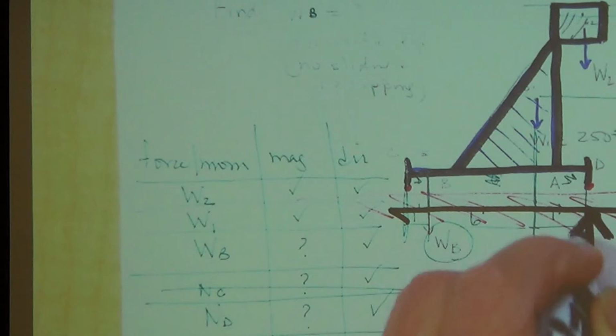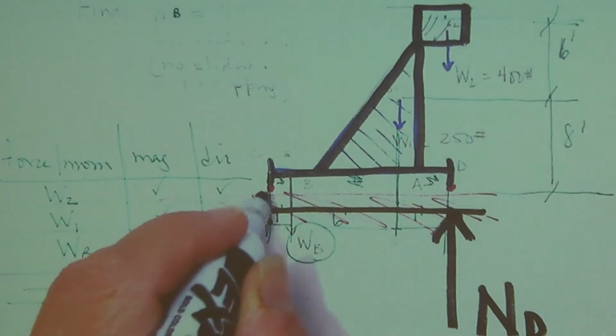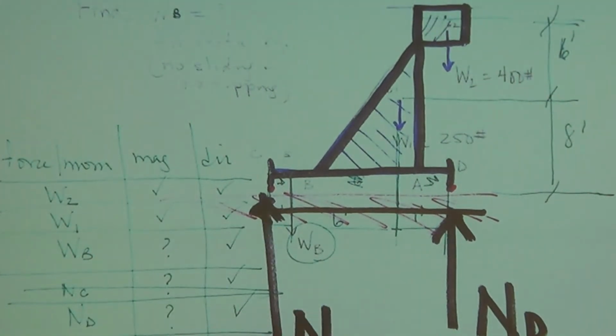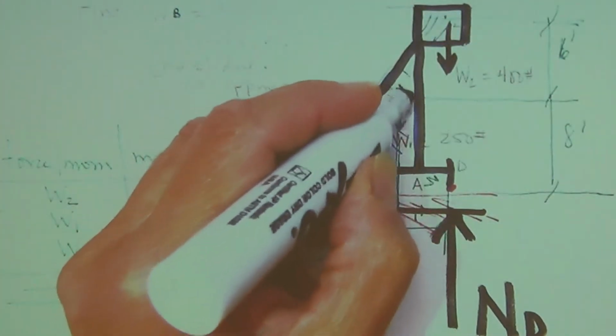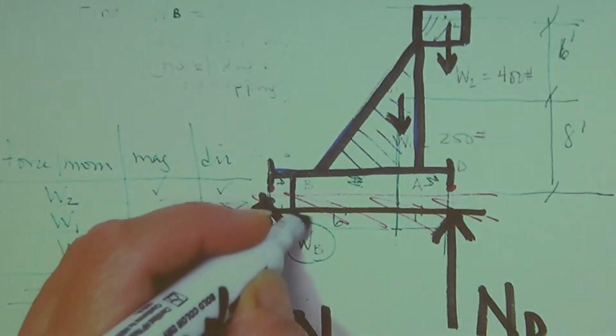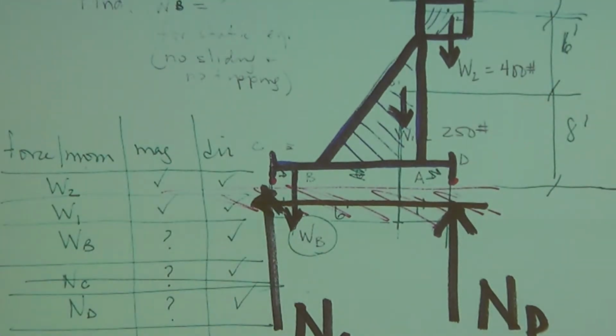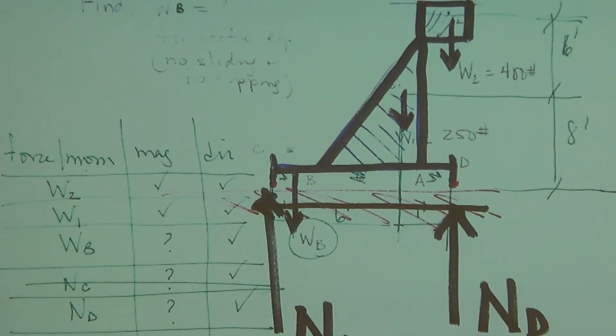So I have a normal at D. I have a normal at C. I have my weight 2, I have my weight 1, and I have my weight at B. So if we have 3 unknowns, how many equations do we need? 3 equations.